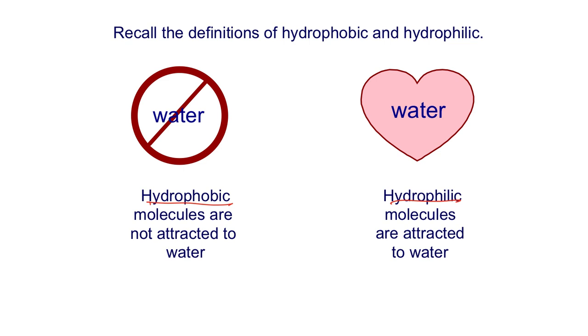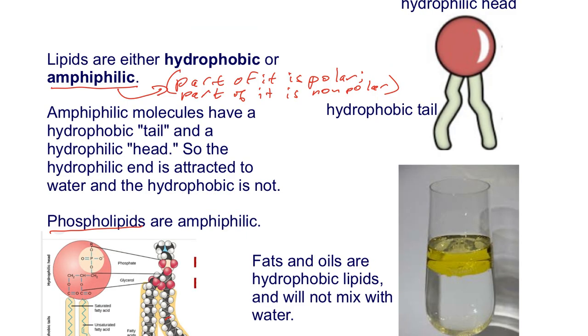Okay, this is a reminder. Hydrophobic means the molecules are repelled by water. They are not attracted to water, nor do they dissolve in water. Hydrophilic means opposite. They are attracted to water, and they will dissolve in water if they're small enough molecules. So lipids can be totally hydrophobic, like fats and oils. They are not going to dissolve in water at all. So here we see olive oil, and here's water. It just doesn't mix.